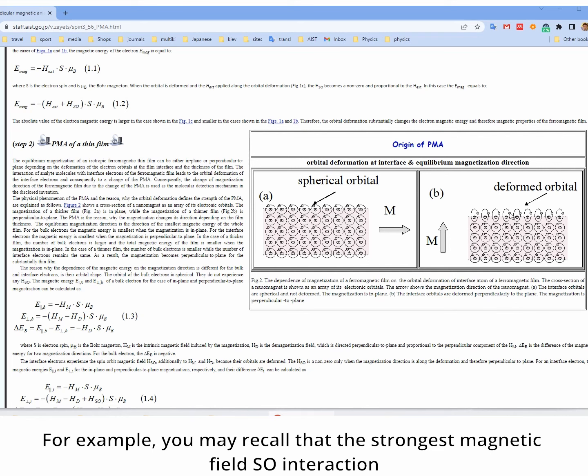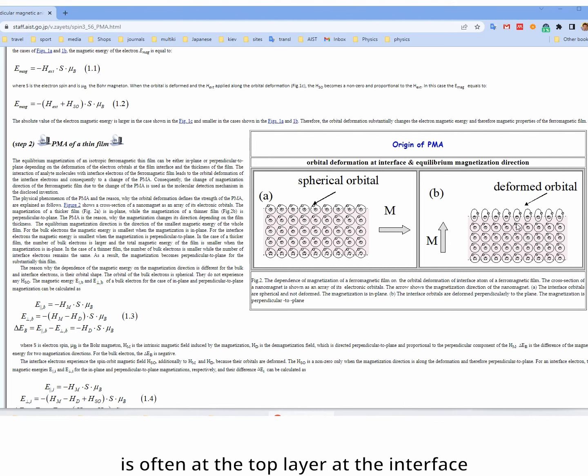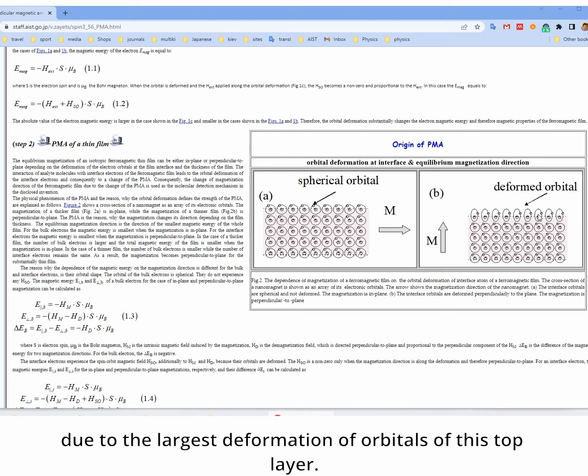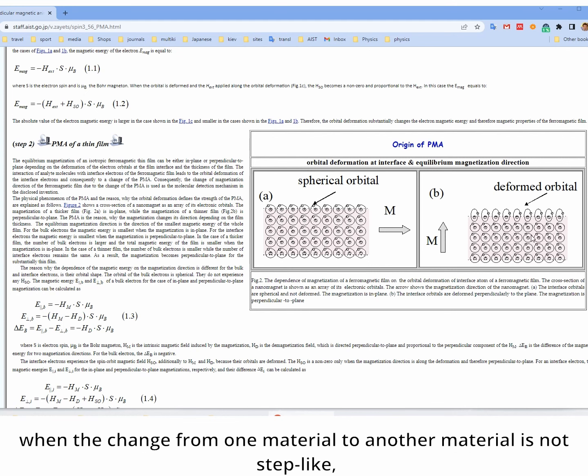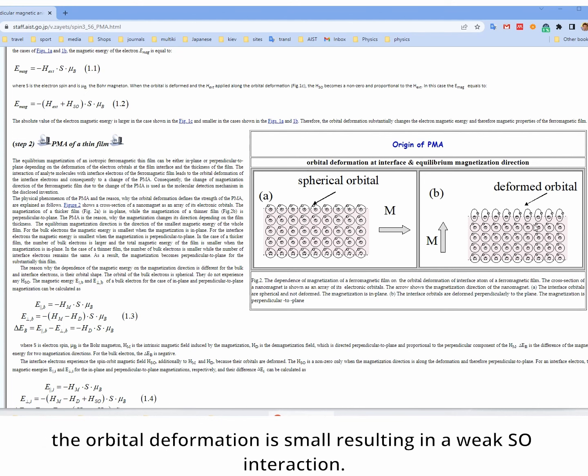For example, you may recall that the strongest magnetic field of spin-orbit interaction is often at the top layer at the interface, due to the largest deformation of orbitals of this top layer. In the case of a rough interface, or in the case when the change from one material to another material is not step-like, the orbital deformation is small, resulting in a weak spin-orbit interaction.